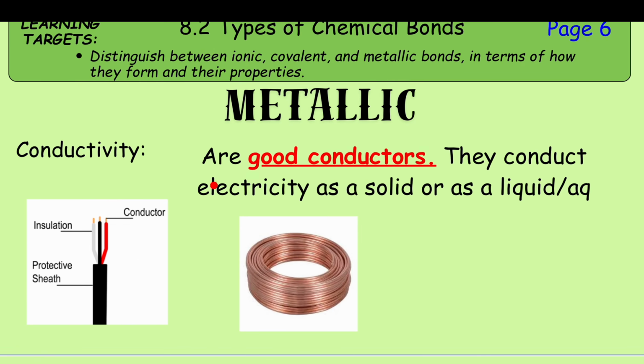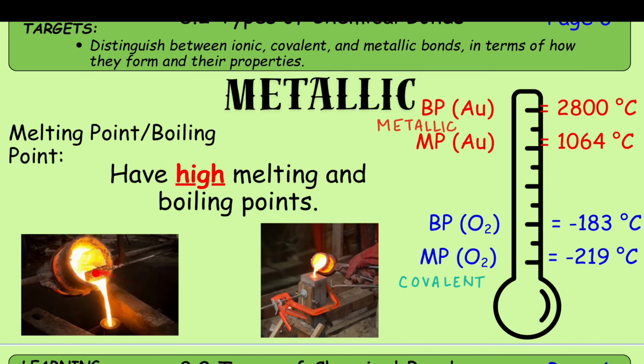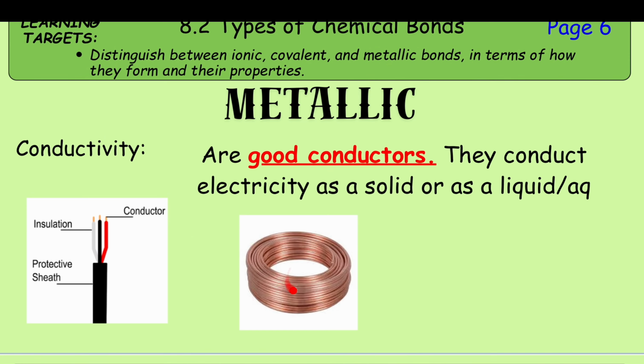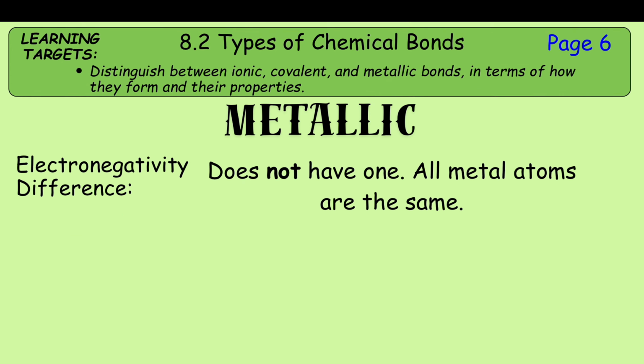Metallic substances are going to be good conductors, so they can conduct electricity as a solid or as a liquid, when they're molten, like here. That's why all of our copper wires for phone chargers and things like that are made of pure metals, because they can conduct an electric current due to the fact that they have that mobile sea of electrons.